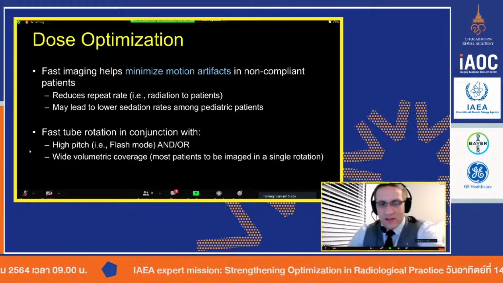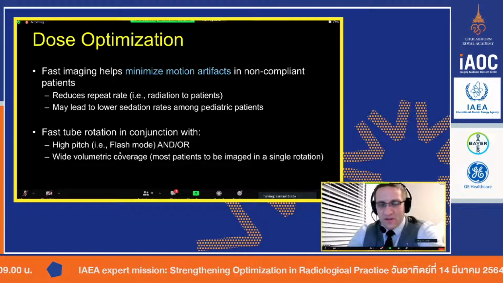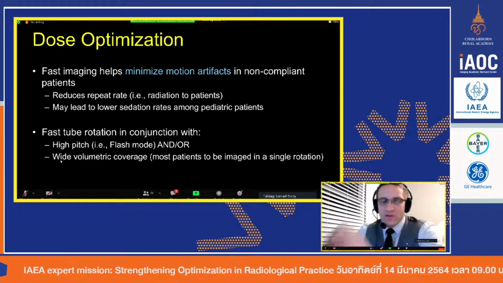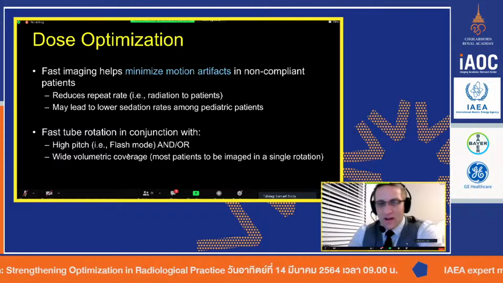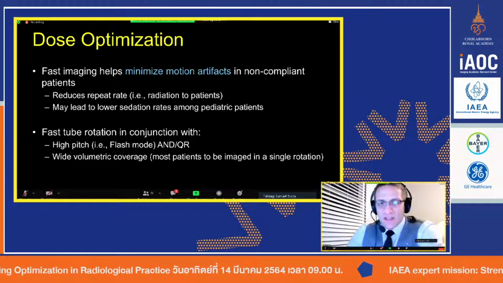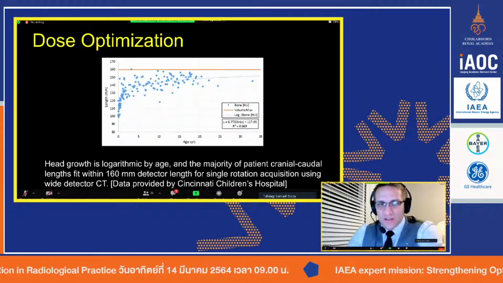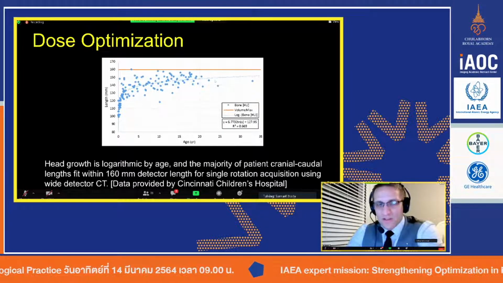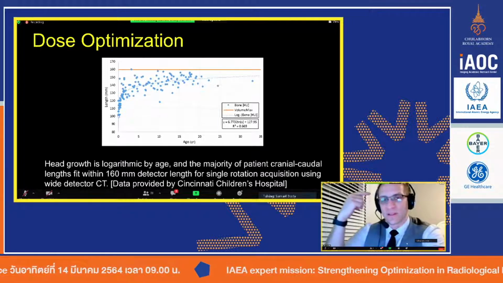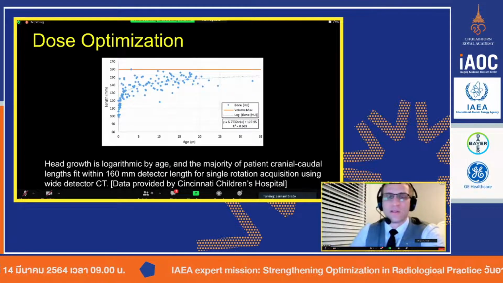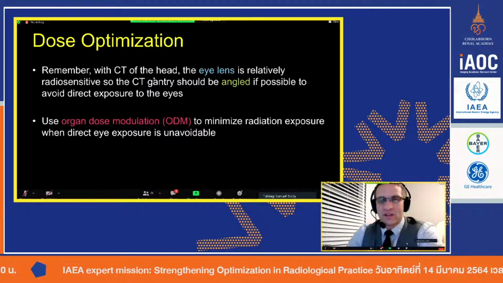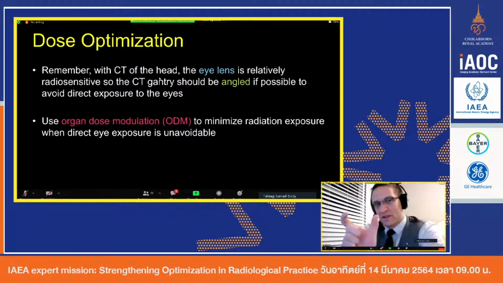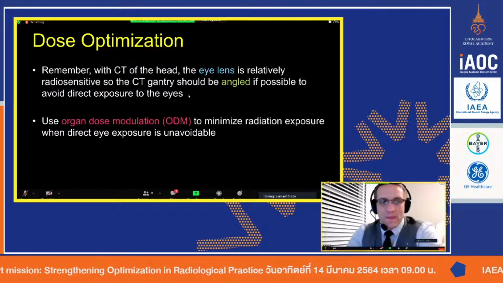And I'll give you an example. If you have a Siemens scanner, they have what's called a flash mode. Or you use those wide volumetric coverages, such as GE and Canon. And where I've indicated almost all patients, the length of the scan, say craniocaudal, almost all patients would fit within a single axial rotation if you have the ability to image out to 16 centimeters.